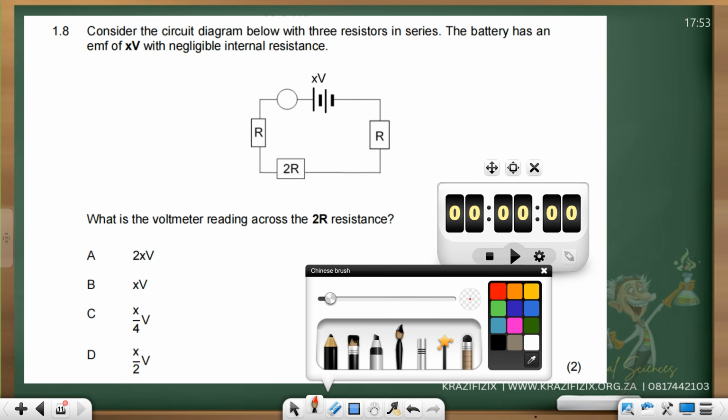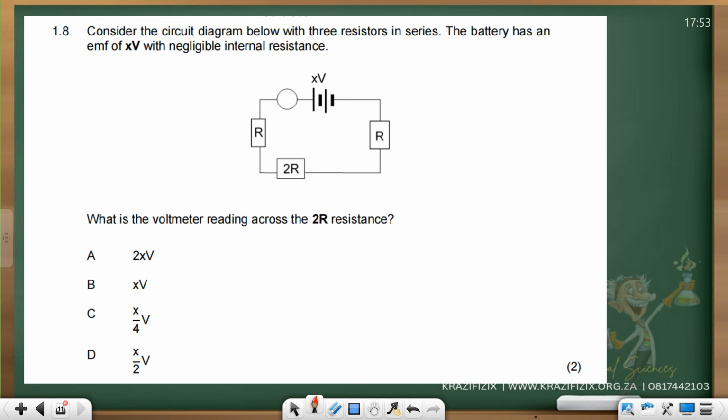Okay, this is looking interesting. Let's look at it. So current remains the same, right? So we have I, we have I, we have I. But what are we given? We're given the voltage.